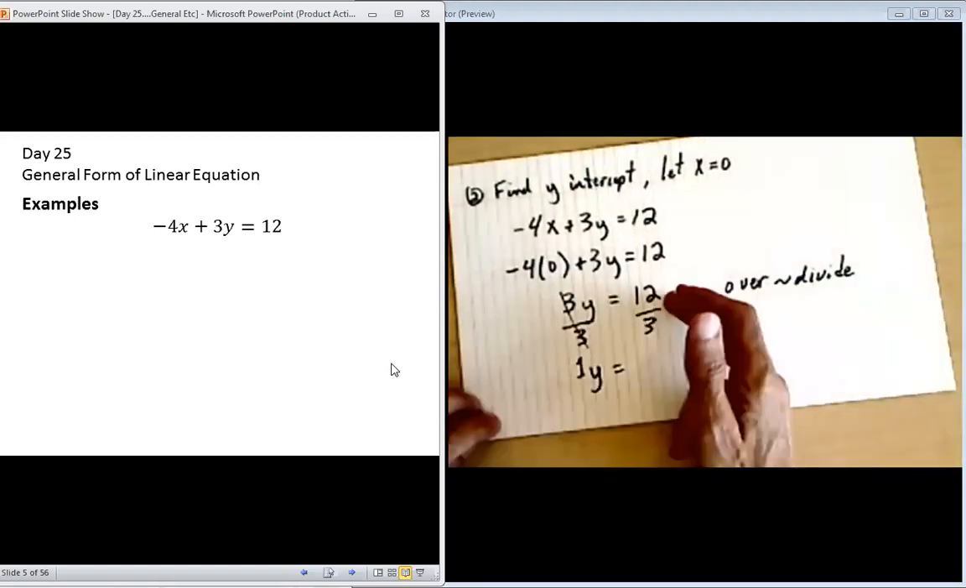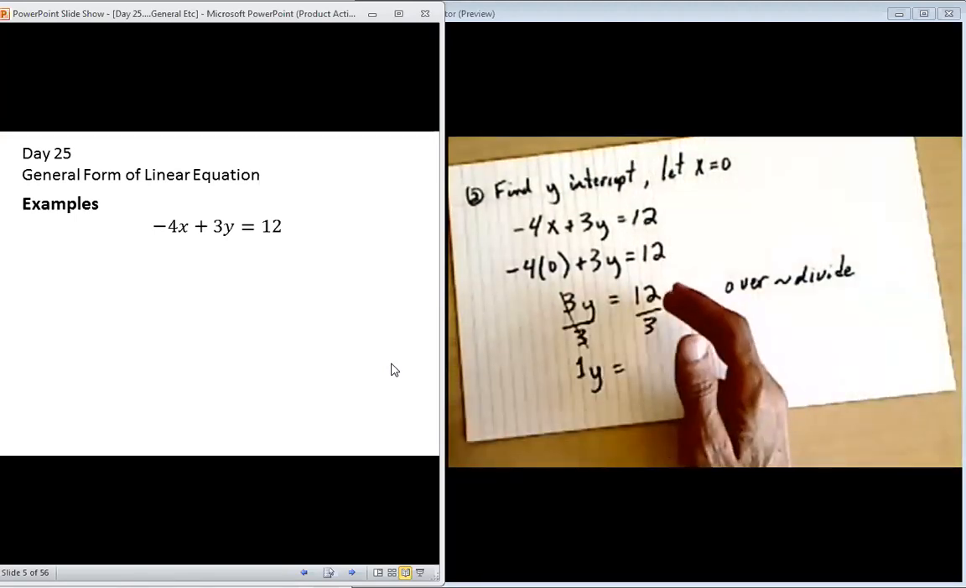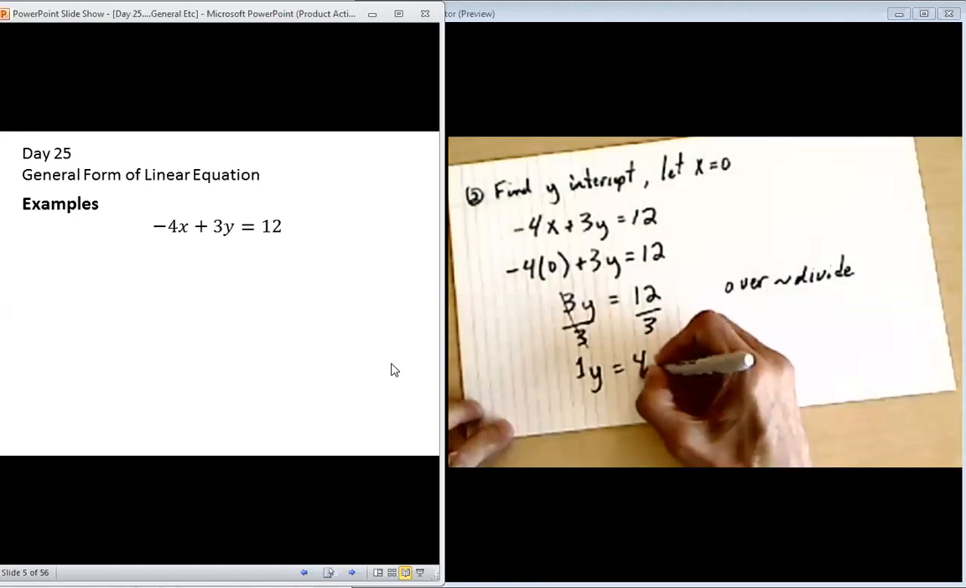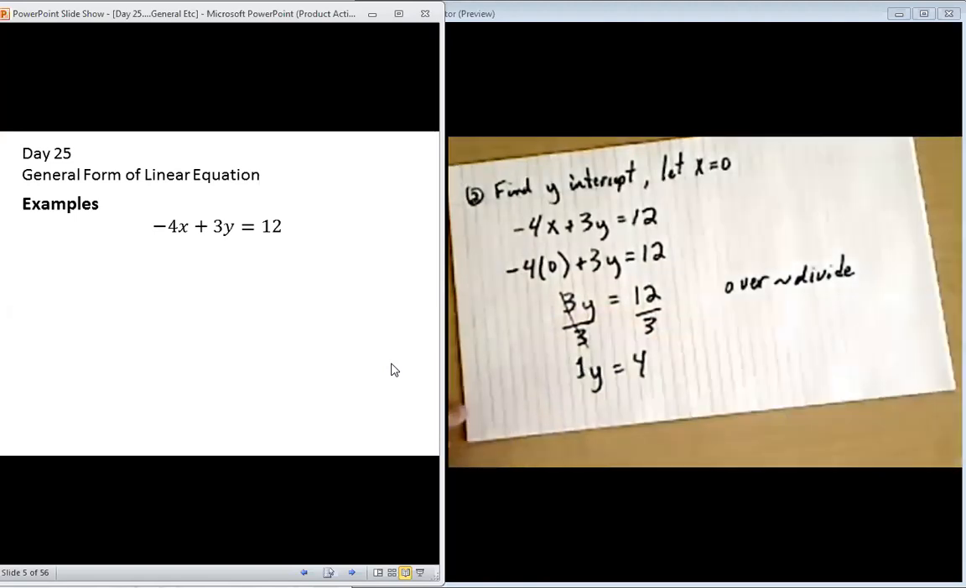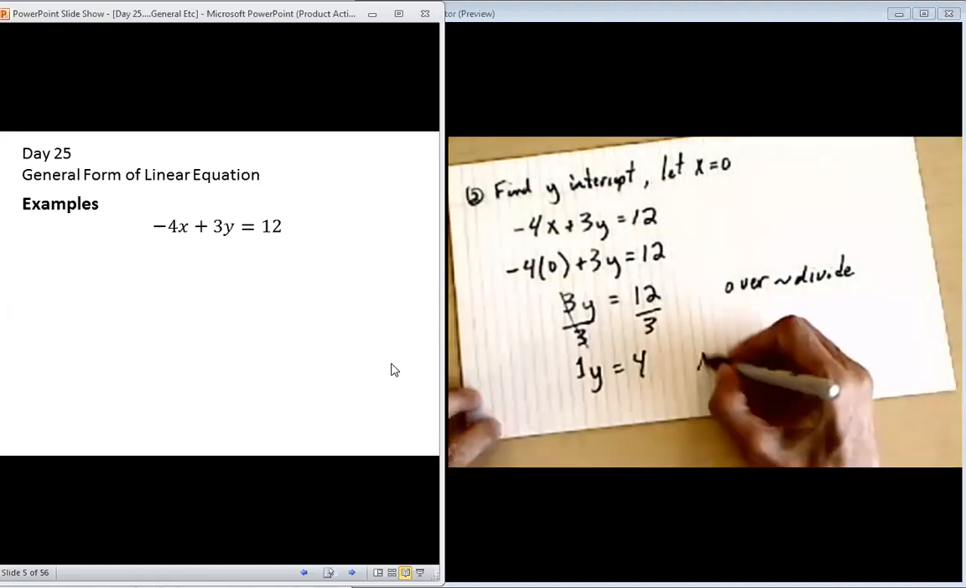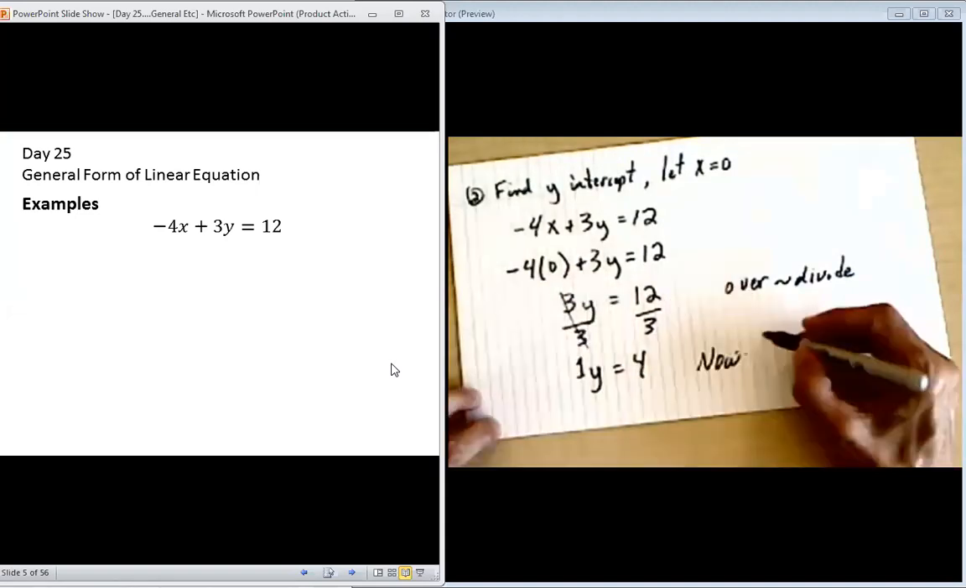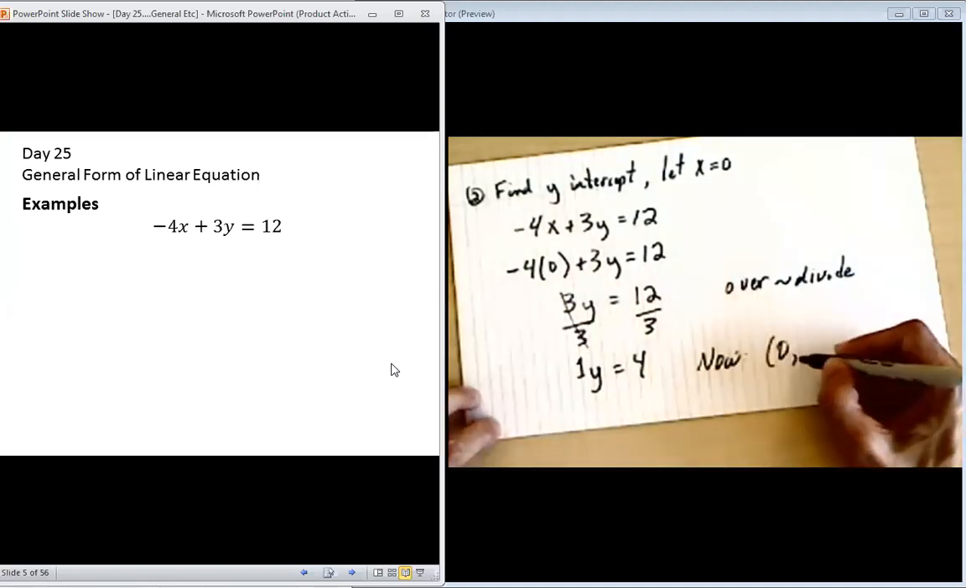Now, math fact. What's 12 divided by 3? I don't know. It should be 3. Well, 4. Sorry, Diane. 12 divided by 3 is 4. And so that means now, after our good work here, 0 is the first number. That's the x. And then 4.